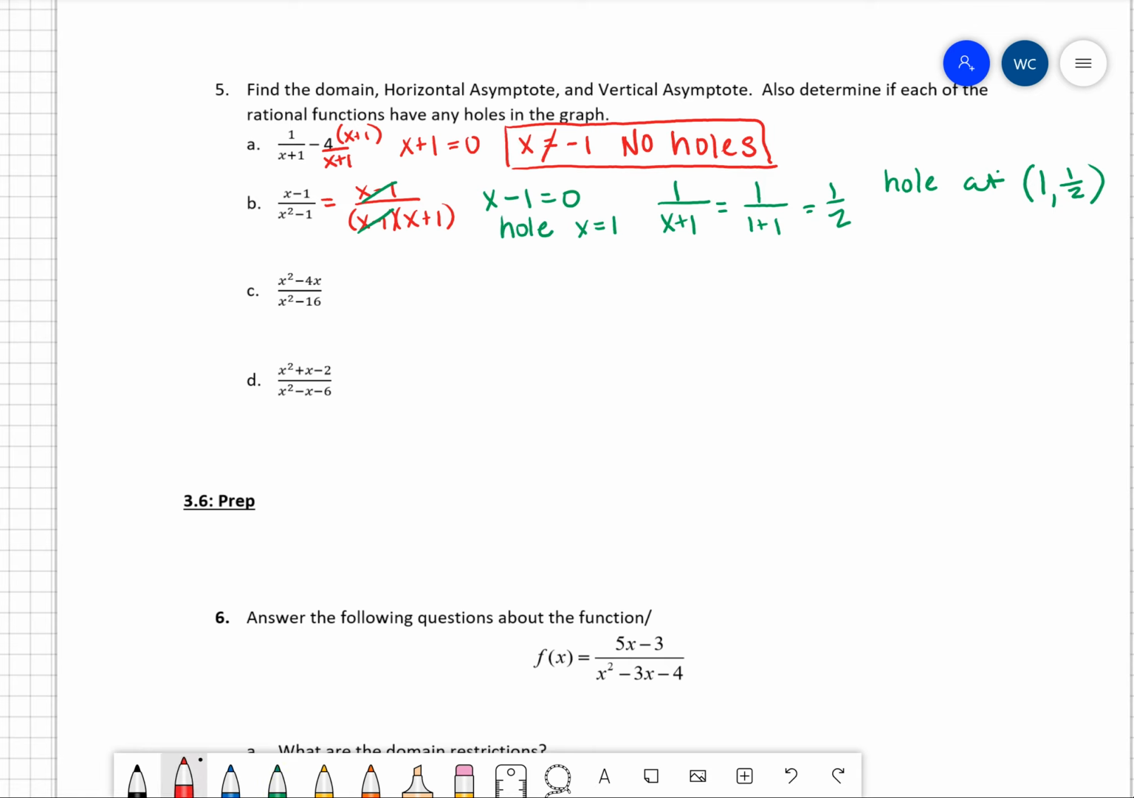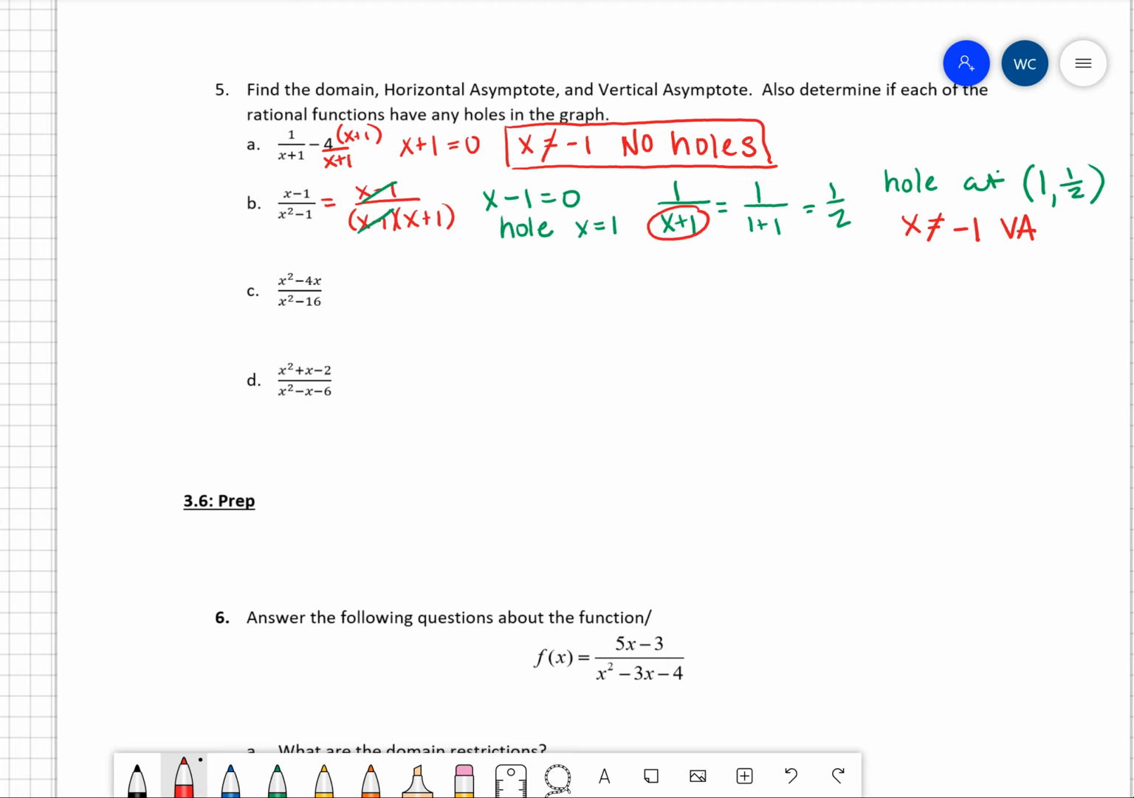Now, I need to take that remaining denominator that I got, that x plus 1, and set it equal to 0, so I get x cannot be -1. So I have a hole at 1, 1/2, and it cannot be -1, meaning I have a vertical asymptote at -1, right? This is the vertical asymptote. That is the hole above it.